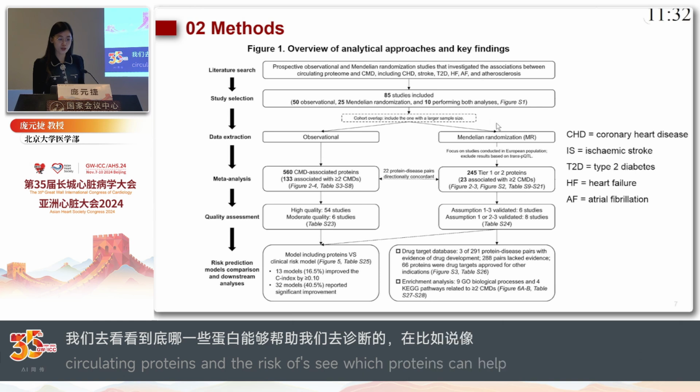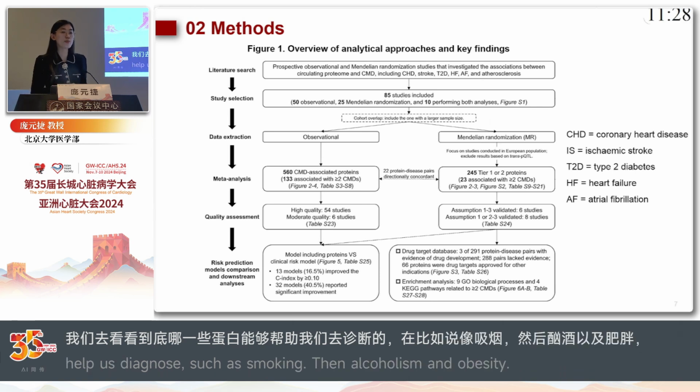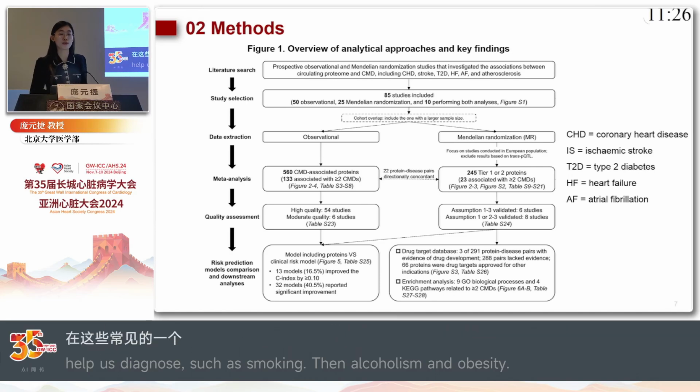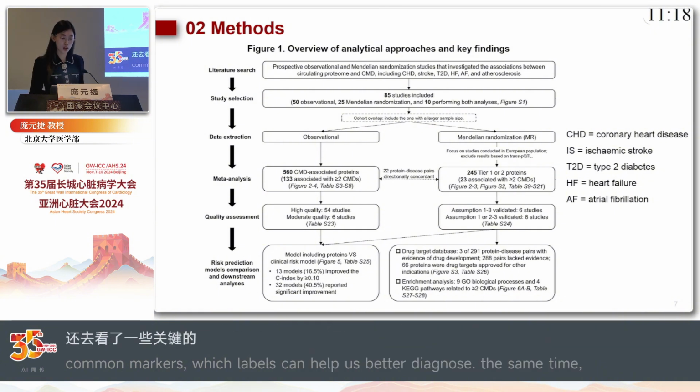In the second part, we did Mendelian randomization studies. MR is a popular method for us to assess the causal relevance of proteins in the etiology of CMD. So key proteins might be potential candidates for drug development.